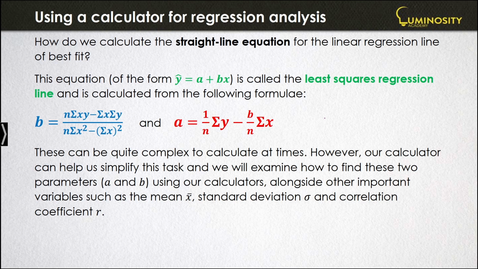So how do we calculate this straight line equation that we spoke about in the beginning when we are looking at linear regression analysis? Well, we call this the linear regression line of best fit, or often just the least squares regression line. And this least squares regression line is of the form y hat, that little hat on top of the y, equal to a plus bx. The y hat is what we call an estimator in statistics, so it estimates values based on already established data points. And it's calculated as follows.